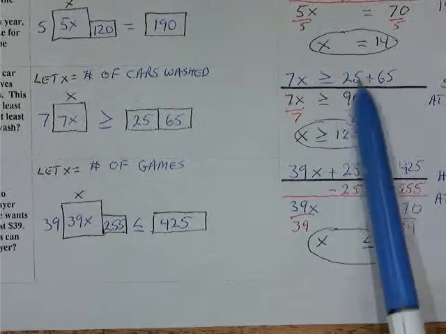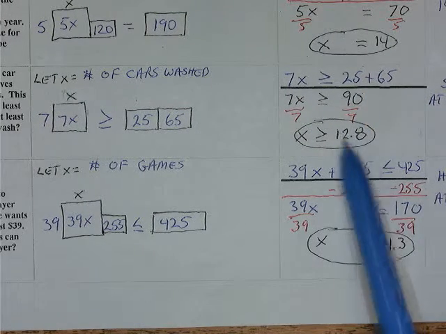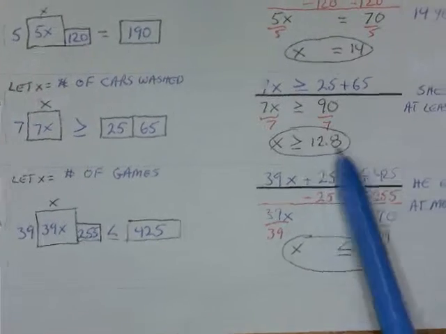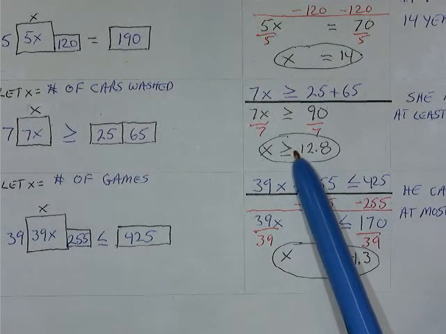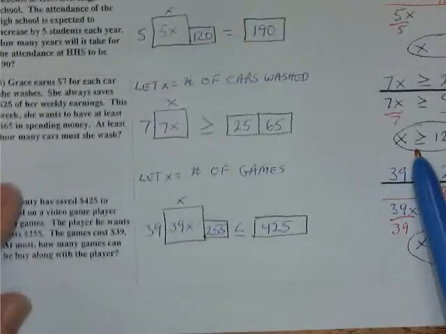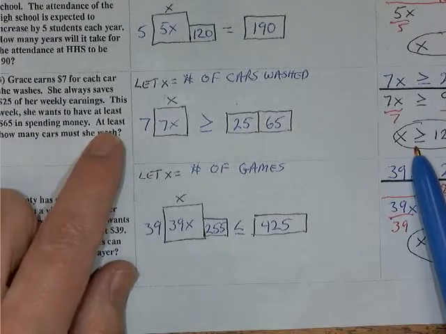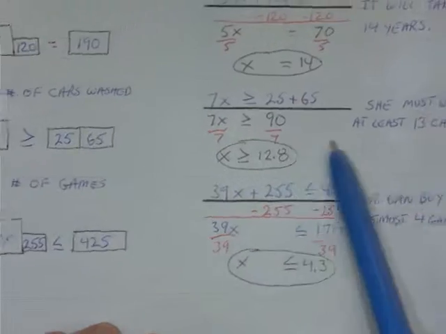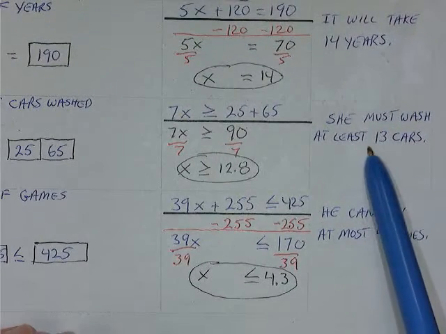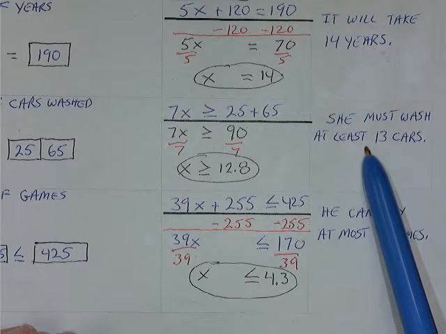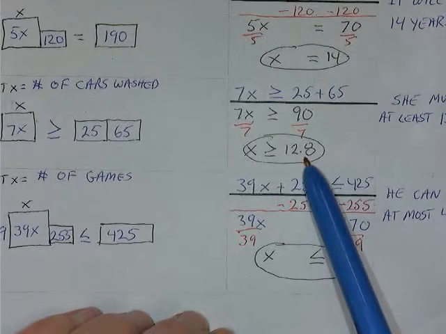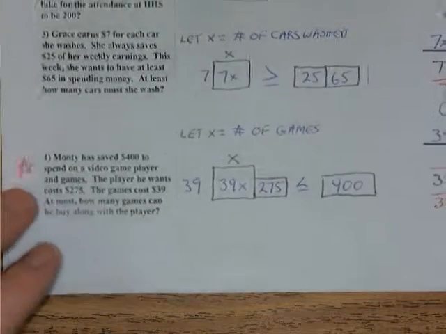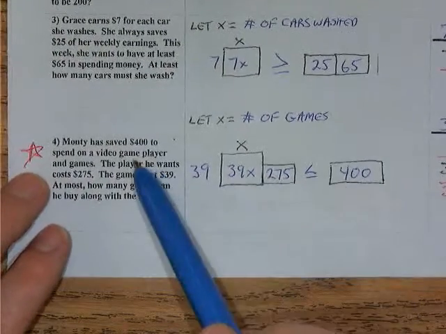That comes out to 90, and 7 goes in there at 12.8. This is for the letter A, 12.8. So now that's the least amount, because it says at least. Well, if she has to have at least 12.8, then that means she must wash 13 cars. 13 cars, because it's 12.8. Okay, on letter A, number 4, A and B are different.